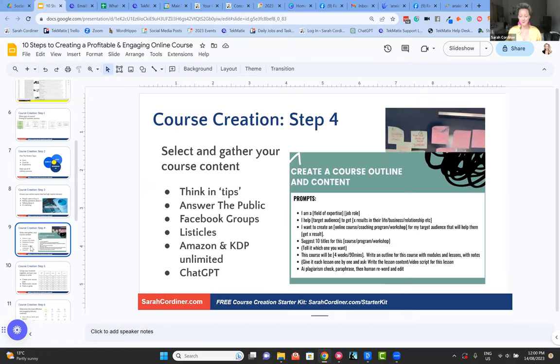All right, step number four of creating your online course is to use the content gathering methods that I recommend to go out and seek all of the different kinds of information that you could include in your answers, selecting and gathering the actual information itself. So once we've gone through Answer the Public, once we've gone through some of the other methods I use for finding the questions people are asking, you can go and do some other data collection methods.